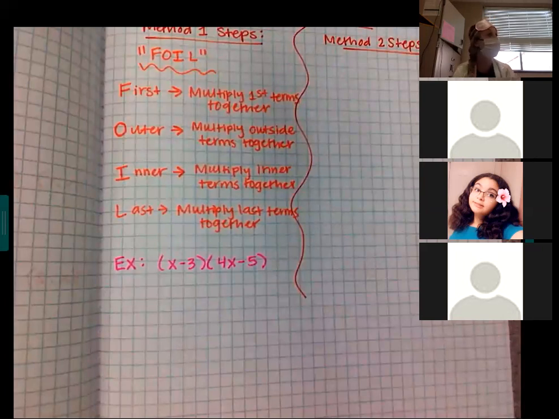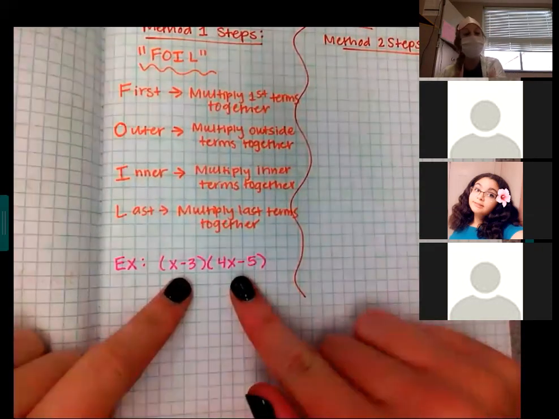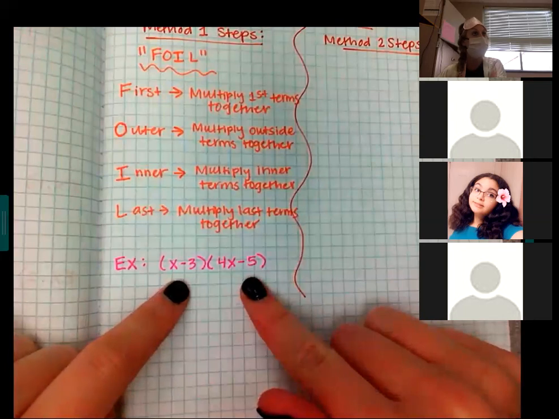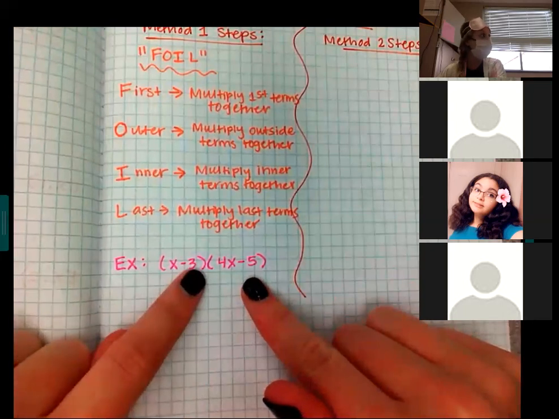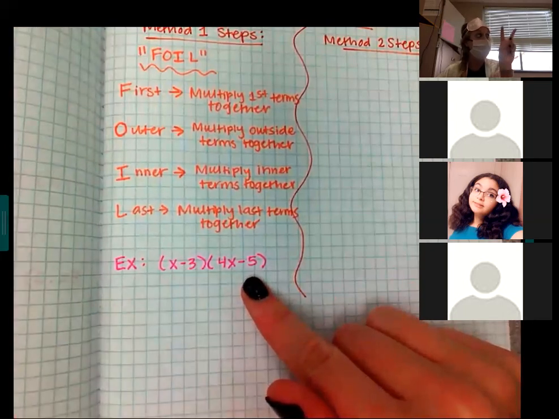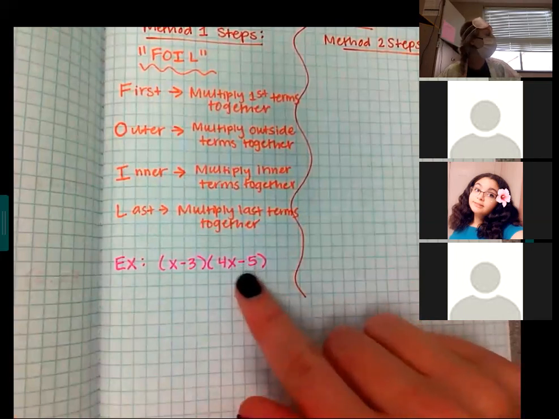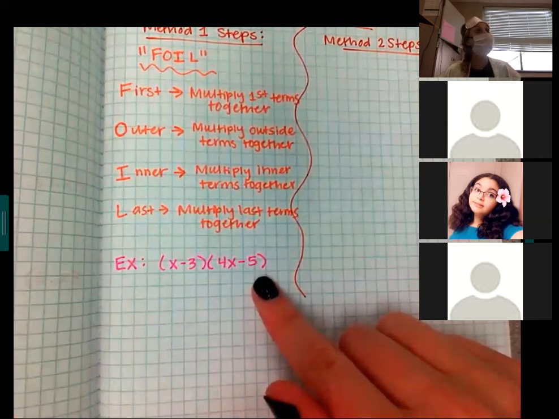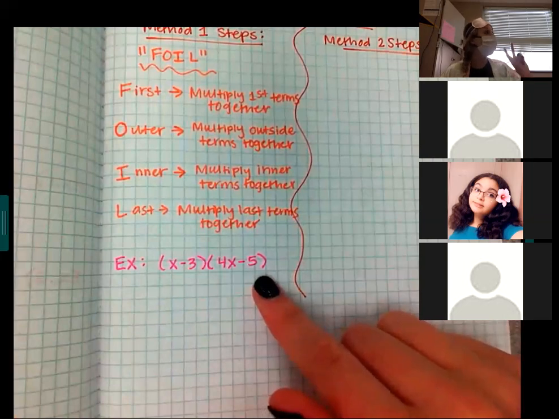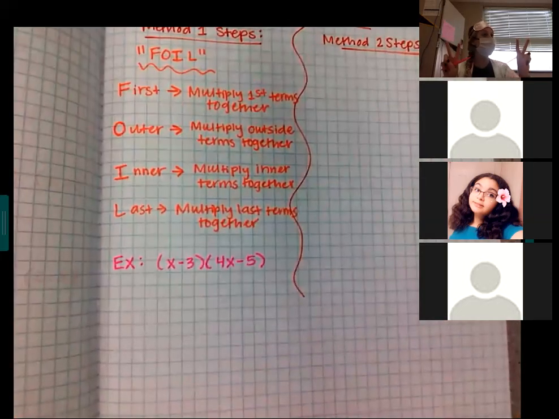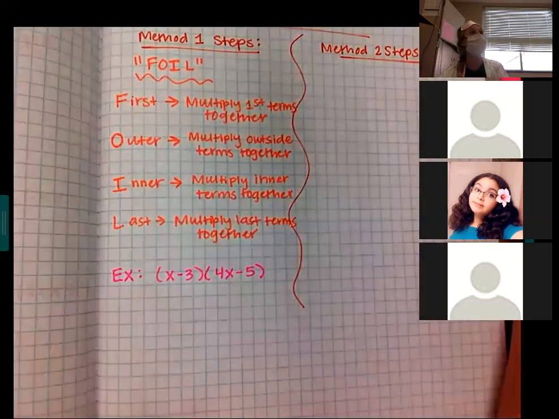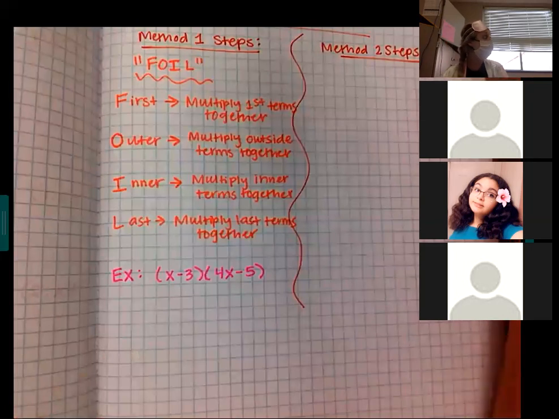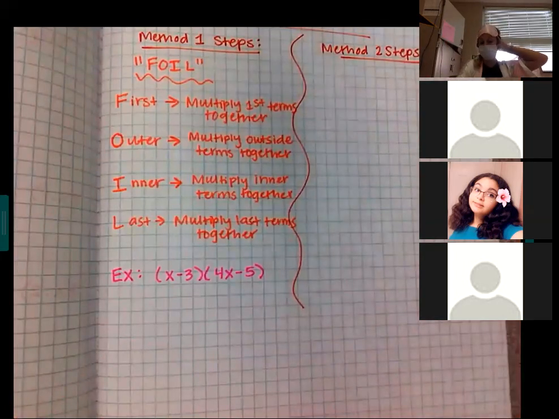So FOIL method. Does everybody agree that in this example, I have more than one term in each polynomial? How many terms do I have in the first polynomial? 2, x and a 3. They're separated by a sign. How many terms do I have in the second one? Also 2. What does 2 terms times 2 more terms give you? 4, which is why this has 4 steps.